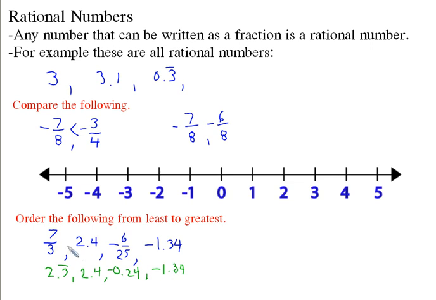It's easier to see. Well, 2.33 would be somewhere over here. 2.4 would be a little bit further over. Negative 0.24 is going to be somewhere here. And negative 1.34 is going to be somewhere right about here. So we know that from least to greatest, this one's going to be the least, second least, third least, and then fourth least.